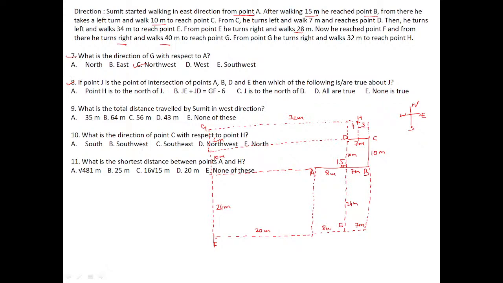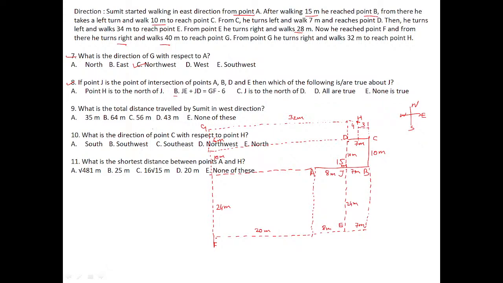Question number 8. If J is the point of intersection of points A, B, D and E, meaning this is point J, which of the following is true about J? Option A: point H is to the north of J. No, this is not in the same line. H and J line are completely different. So H is not exactly in the north direction of J. Okay, moving to the next option.